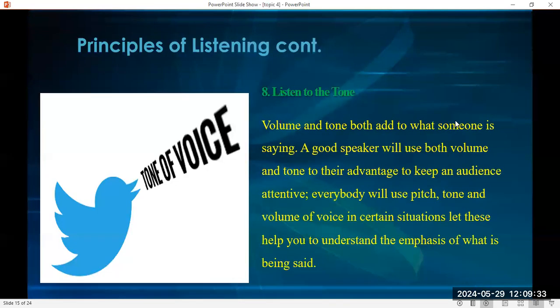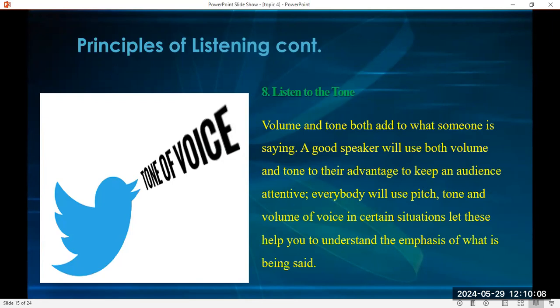Principles of listening number 8. Listen to the volume, listen to the tone. Because volume and tone add to what someone is saying. For example, you can tell that a matter is serious by the way it is said. You can tell whether a matter is not serious from the tone and the volume that has been used. A good speaker will use both volume and tone to their advantage. Keep an audience attentive.